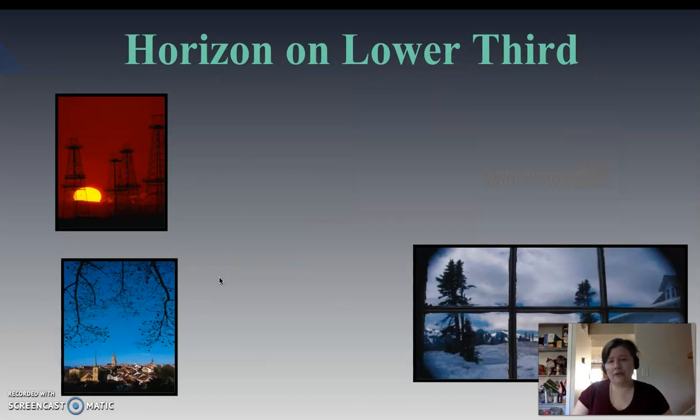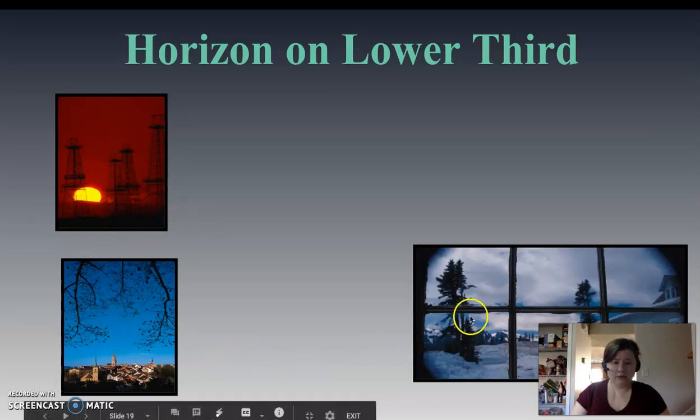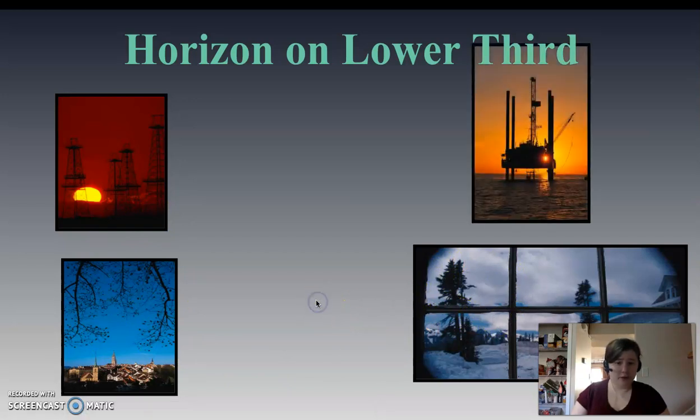These examples have the horizon on the lower third. So these are the ones where we're focusing on the sky or the background, or in general things above the horizon line.